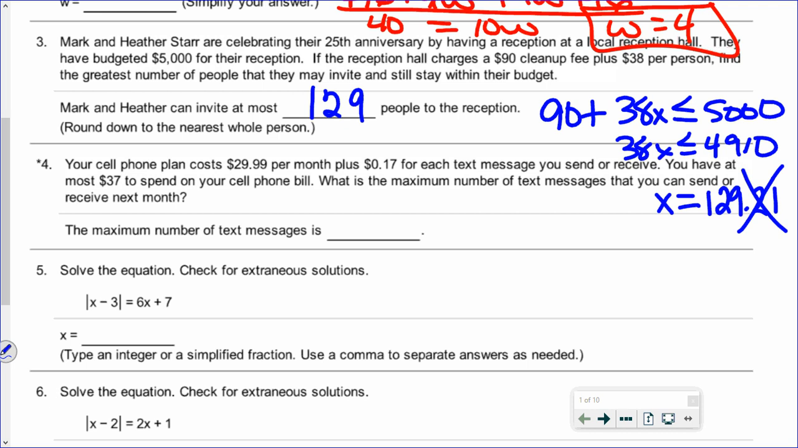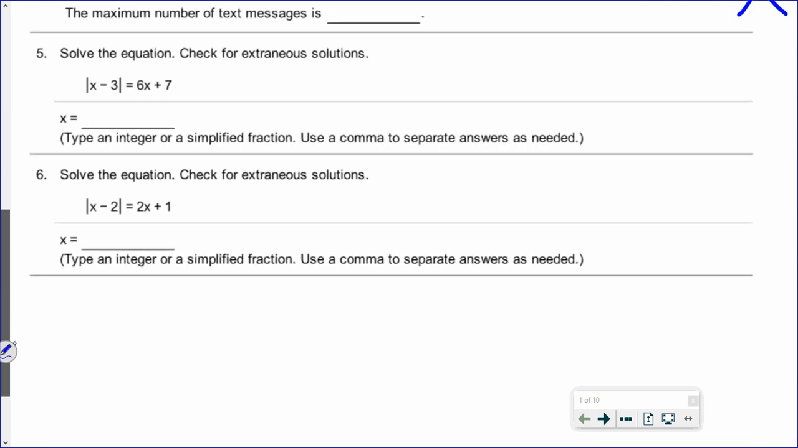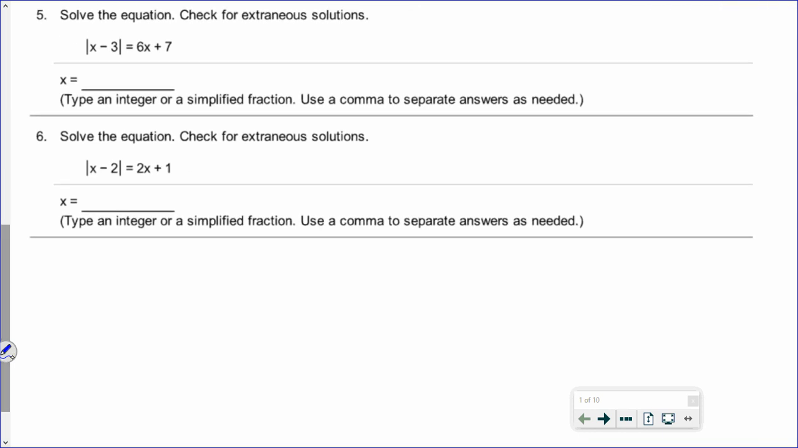Promise you. Number 4 is very similar to it. 5 and 6 are exactly the same type of problem. I'm going to focus on 6 since I have more room to do it.